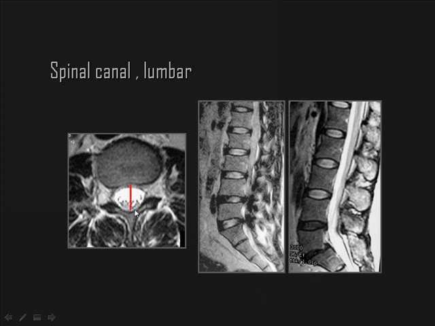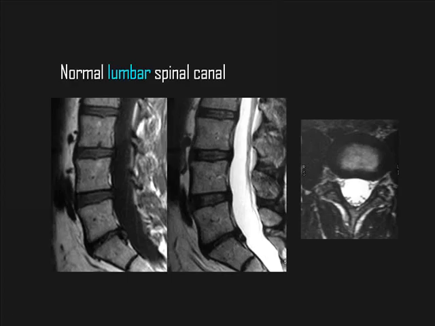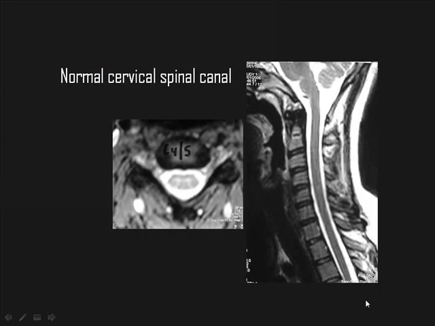Okay, can you measure the diameter of the canal? It is exactly similar to the CT, and the normal canal diameter is 1.3 centimeters. Then if you look here, this is a T1, this is a T2 weighted image, and you can easily measure the diameter of the spinal canal. This is a normal canal, with adequate CSF inside the spinal canal.